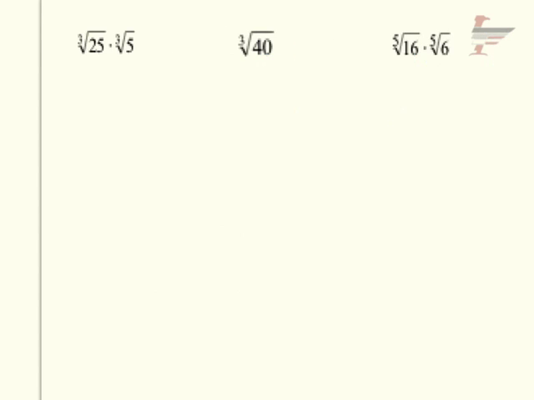Okay, see how you do with all of these radicals. So the first one, you have the same root, third root, third root. So I'm going to multiply those bases together because it's the same root, and 25 times 5 is 125, and I know the cube root of 125 is 5.